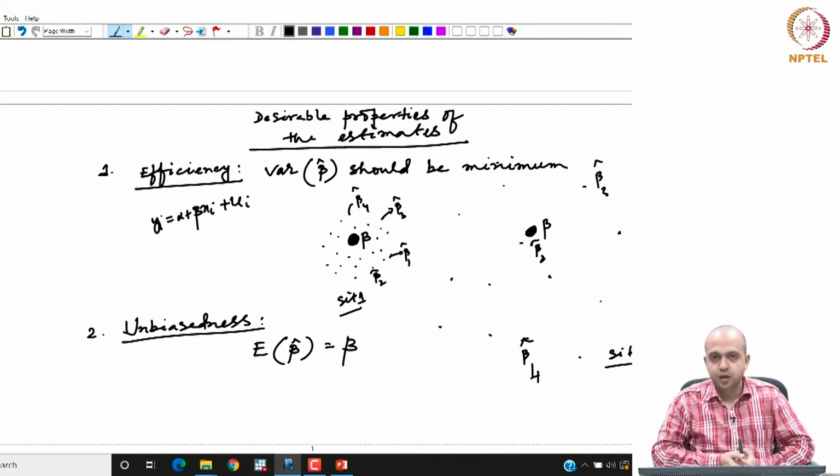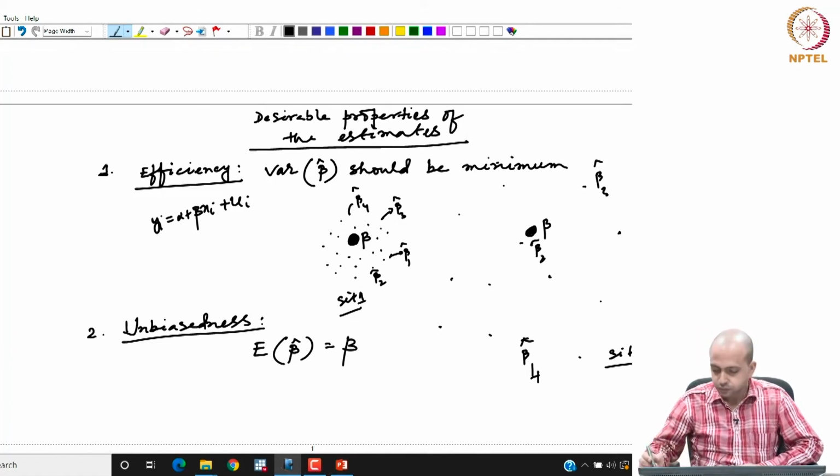So that means the average of all your beta hats is beta. Once again, I am not going to collect several samples, rather I will collect only one sample, but because of that statistical property and because of those assumptions that we make, that will ensure whether the expectation of beta hat equals beta or not. Okay? So we must ensure this property is also satisfied before we actually use this beta hat for policy purpose or inference making. That is called unbiasedness.